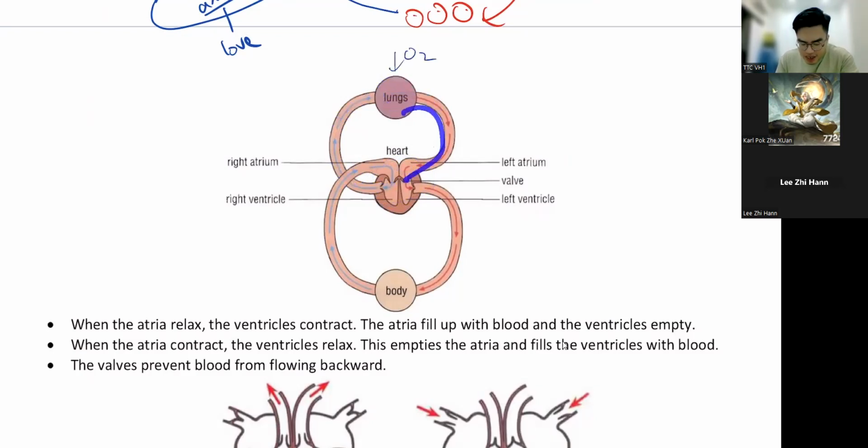And then the second cycle, I go to the body. After passing through the body, I become blue again because I give oxygen. So like I said, one cycle is to get oxygen, one cycle is to deliver oxygen. Okay, so that's how your heart works.